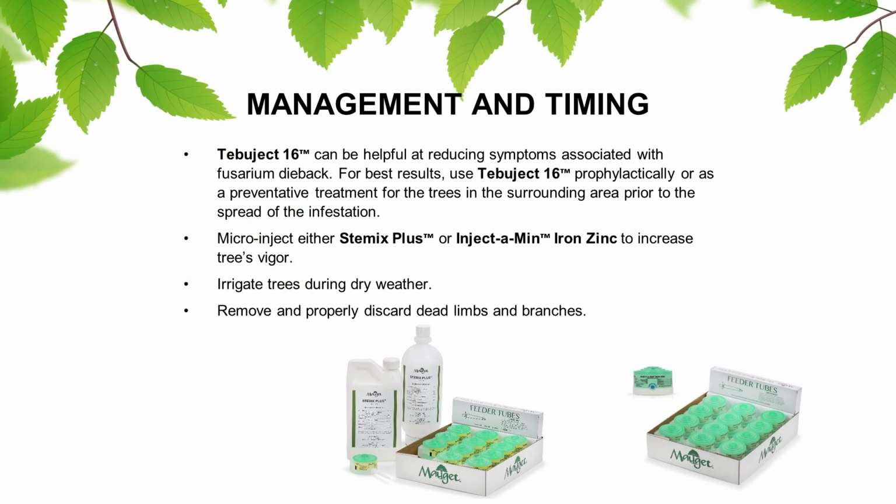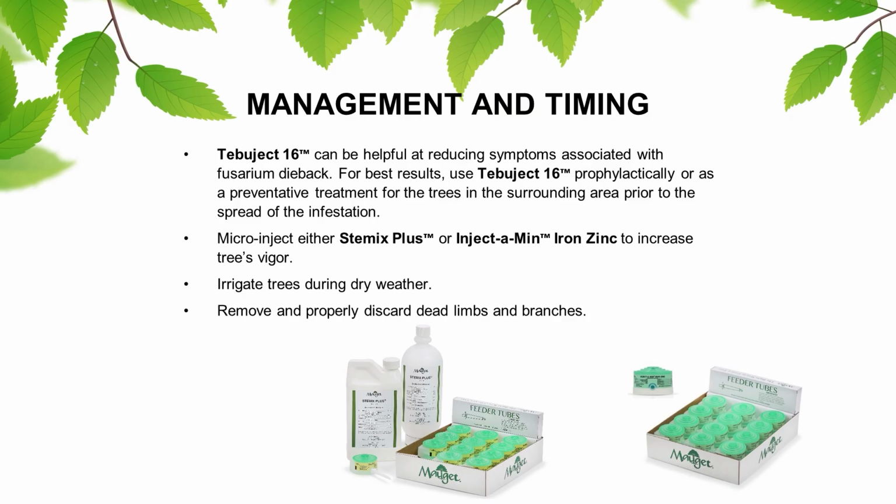Management and timing. Dieback 16 can be helpful at reducing symptoms associated with Fusarium dieback, but must be applied before severe symptoms are being expressed. An injection of Dieback 16 is likely to be most effective when used prophylactically or as a preventative treatment where nearby trees are known to have the disease.